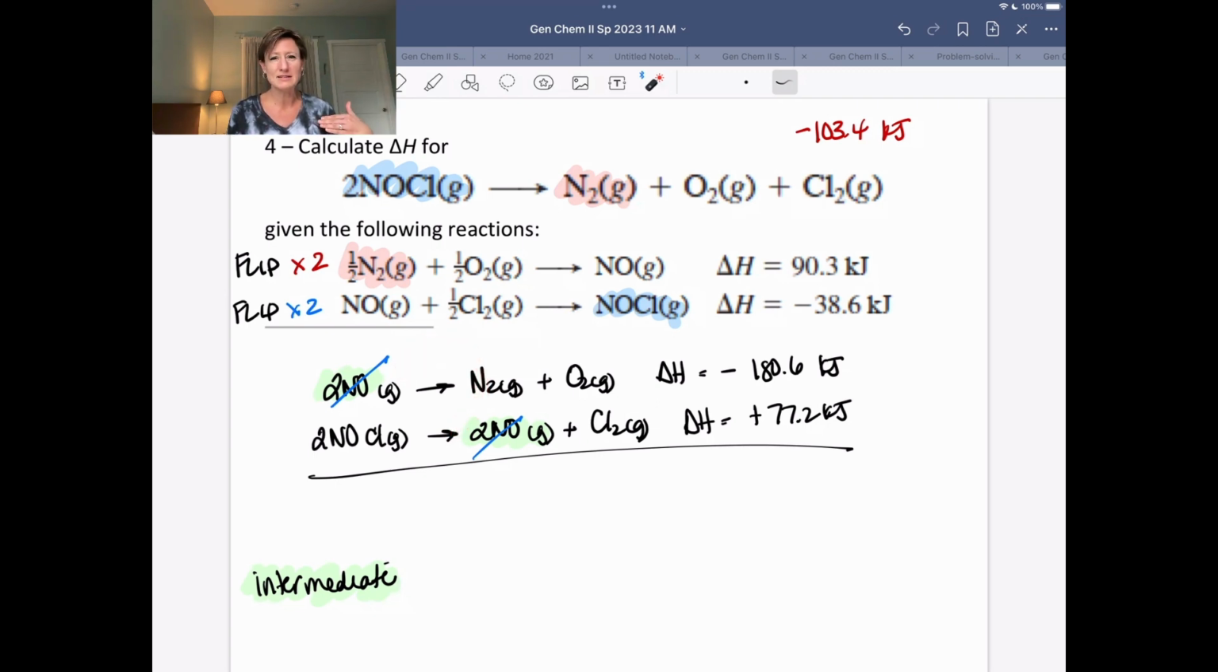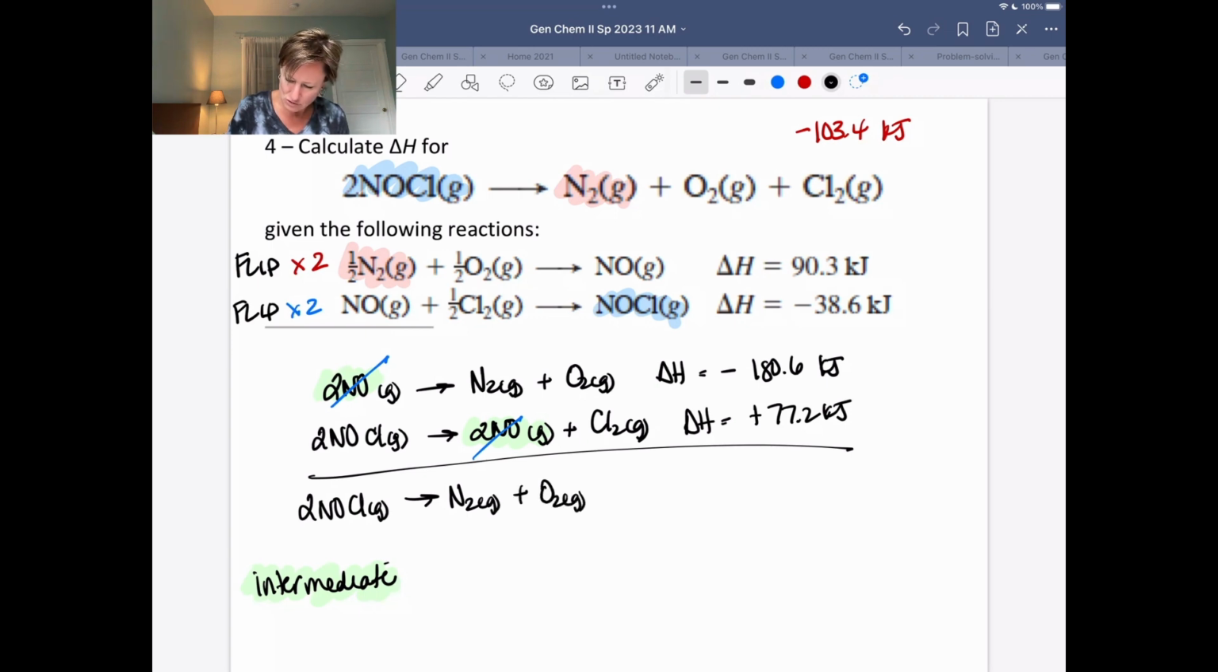So if we were to think about these in a sequential order, this reaction could happen first, we'd make that NO, then it could be used and decomposed in our second reaction to give the other products that we have here. So again, summing up, here's our overall equation. 2 NOCl gas goes to N2 gas plus O2 gas plus Cl2 gas. Delta H, simply adding up all of those enthalpy values, is minus 103.4 kilojoules.